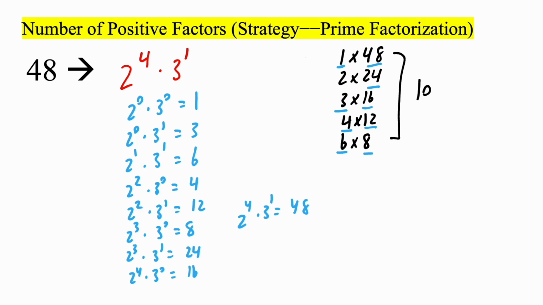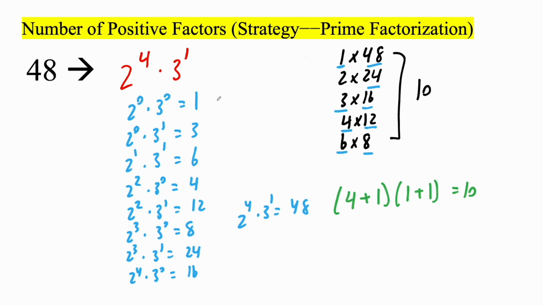So the big question, why do we add 1? This is an important part. To know the number of positive factors, we do 4 plus 1, close it, 1 plus 1, close it. And that's how we get 10.